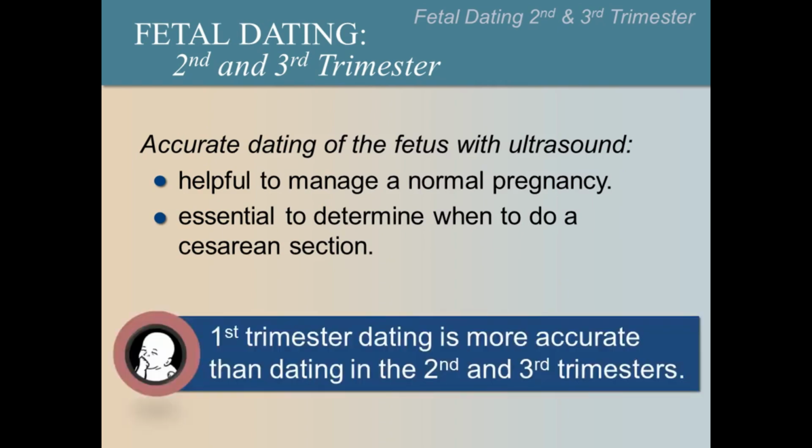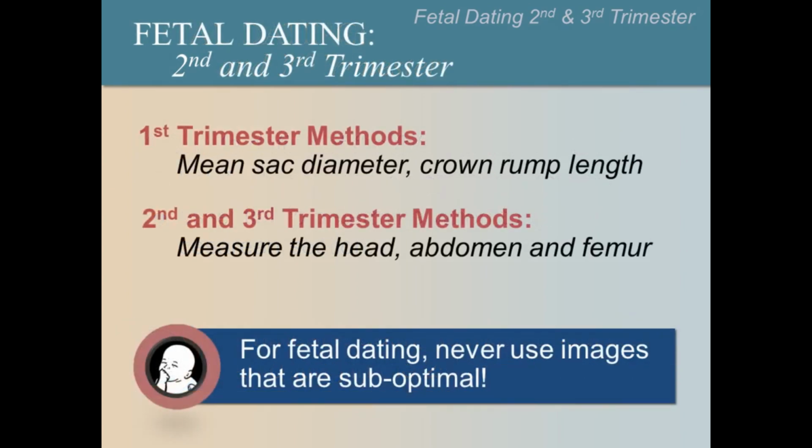Note that first trimester dating is more accurate than dating performed in the 2nd and 3rd trimesters. Remember to never change the gestational age or due date later in pregnancy with a second ultrasound if you've already obtained dating with an earlier ultrasound. In the first trimester, we use the mean gestational sac diameter and crown rump length of the fetus to date the pregnancy. We will discuss how to do this in a future lecture.